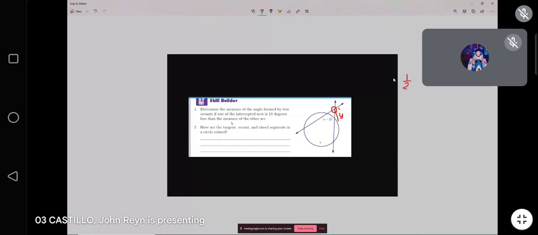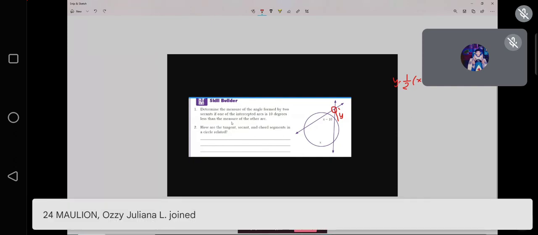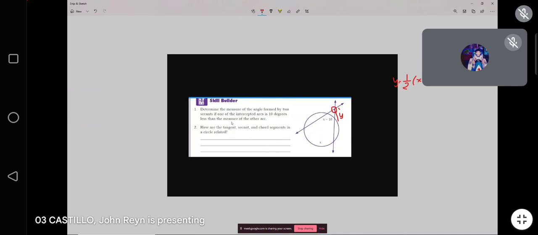Okay, what is the theorem? Y equals 1/2 times the difference of the bigger arc minus the smaller arc. Which is the bigger arc? It's x, right? Minus x minus 10. Naintindihan? Nakuha? Dapat ganyan ang formula nyo. Y is equal to 1/2 of the bigger arc, that is x, minus the smaller arc, that is x minus 10. Very good. How do you solve that?